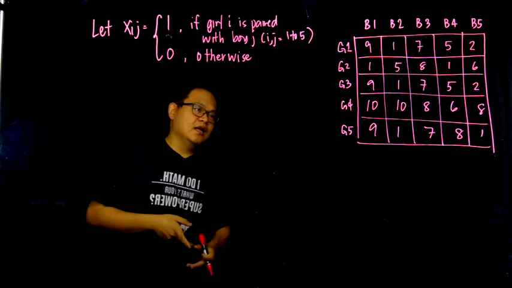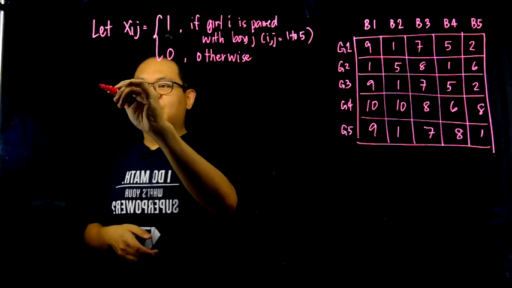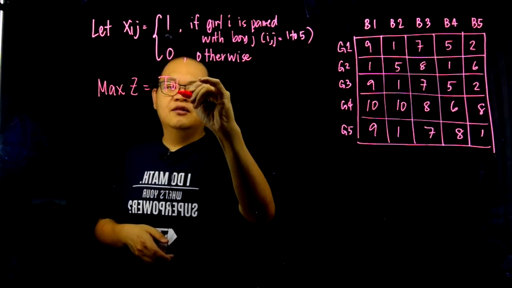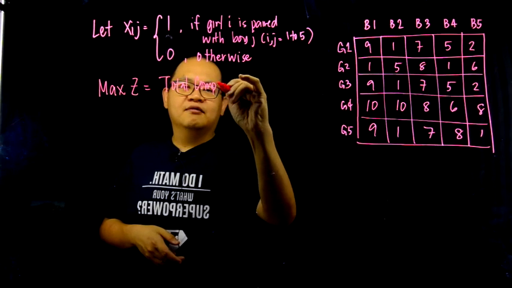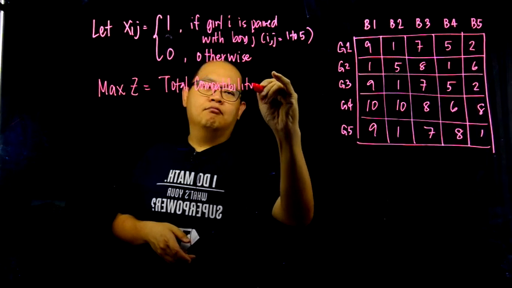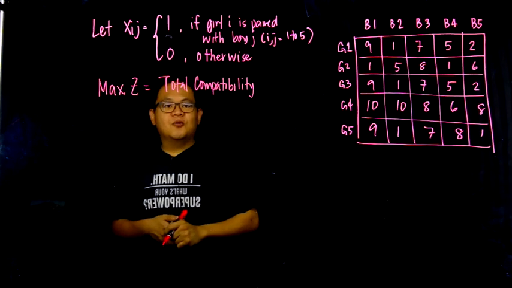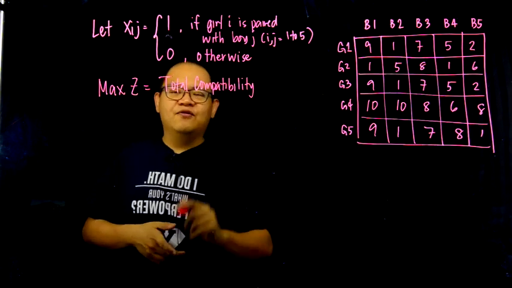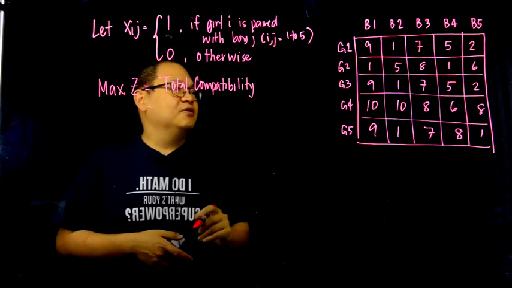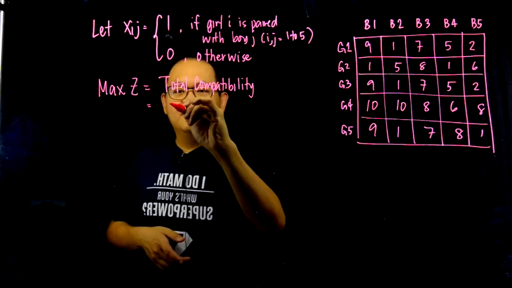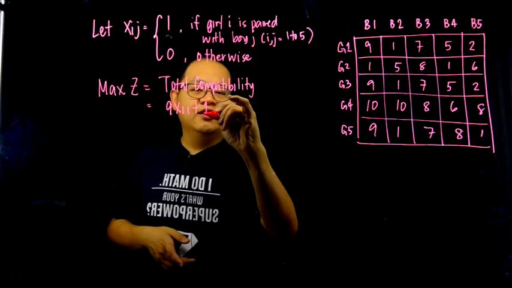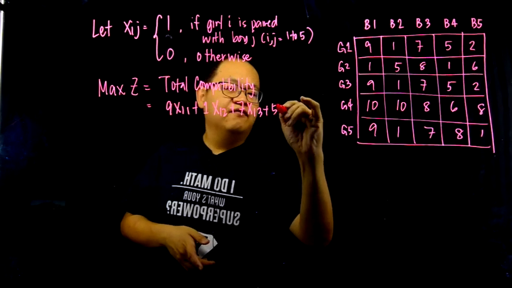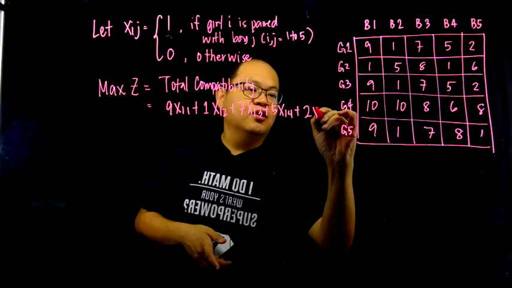Now, for our objective, I think it's very obvious that our objective is to maximize our total compatibility. And we'd like to get the total compatibility of all 5 pairings. And how do we get the total compatibility of all 5 pairings? Let me do it this way. Let me write first 9x11 plus 1x12 plus 7x13 plus 5x14 plus 2x15.